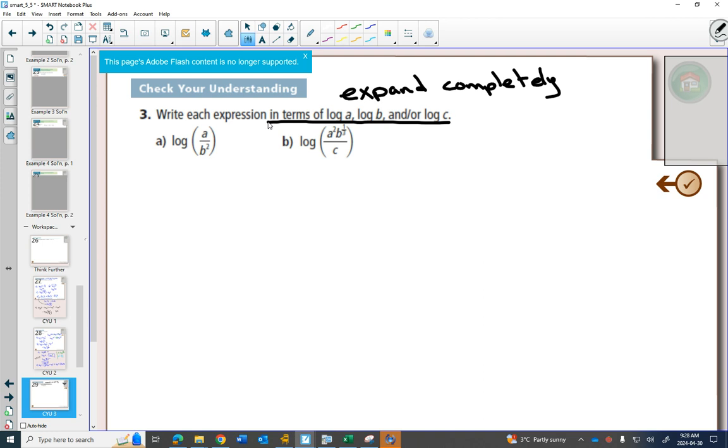If it's in terms of log A, the only thing allowed inside of the log is A. That's what in terms of log A means. So right now I have more than just A and more than just B inside the logarithm. So the goal is to take these, which are the left-hand side of your formulas, and just write them as the right-hand side of your formulas.